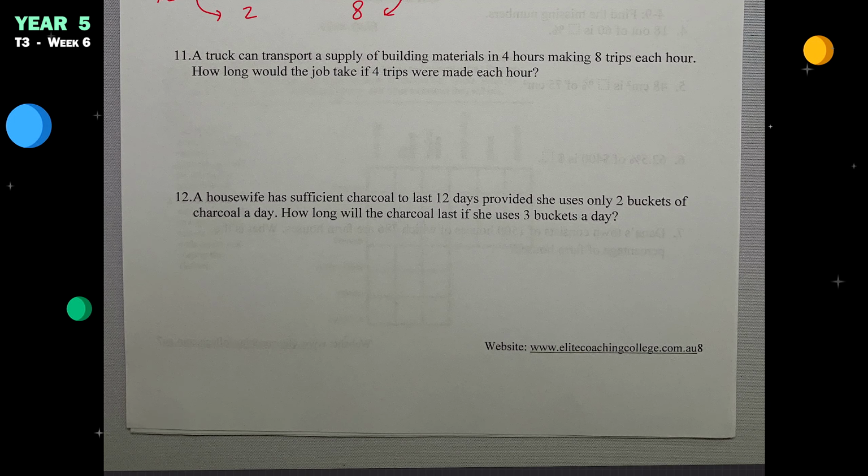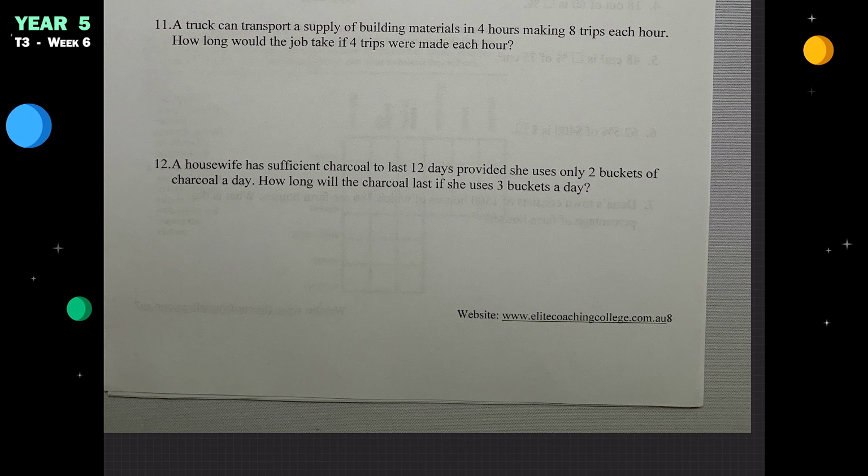Next one is, a truck can transport a supply of building materials in 4 hours, making 8 trips each hour. Wait, let me read that again. A truck can transport a supply of building materials in 4 hours, making 8 trips per hour. So 1 hour is 8 trips, and they do it in 4 hours. How long would the job take if 4 trips were made each hour?